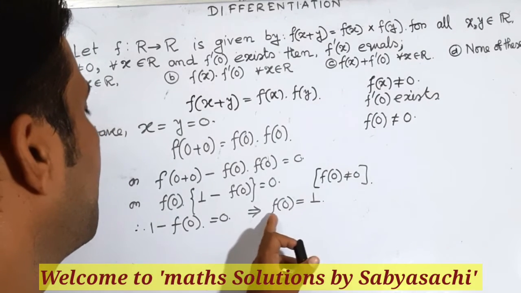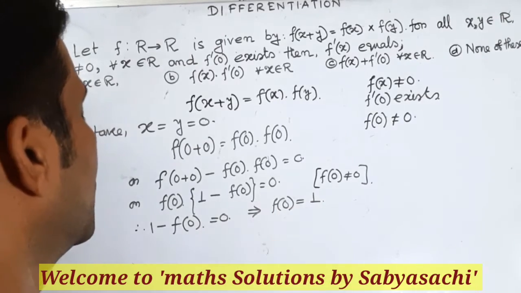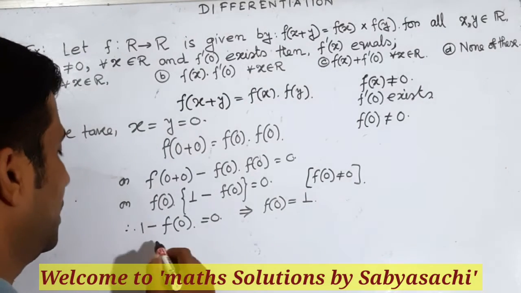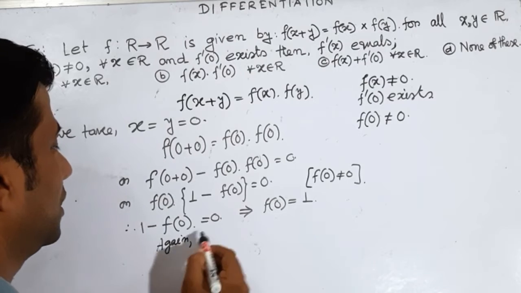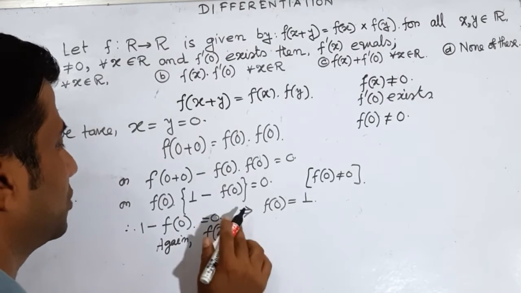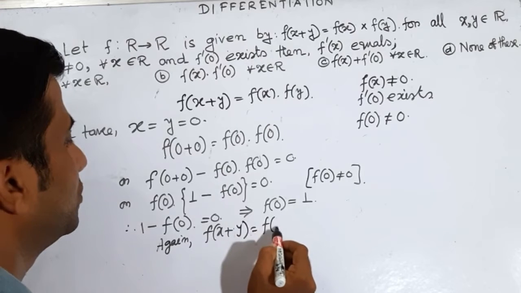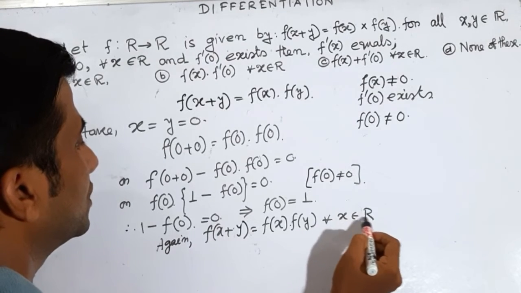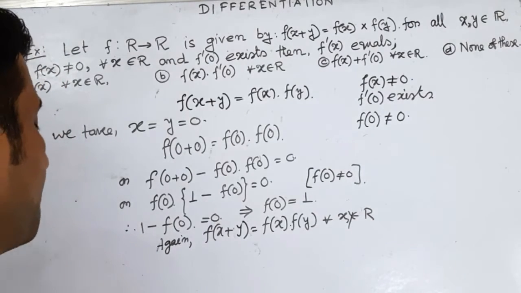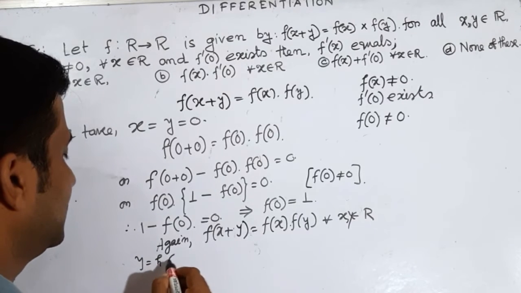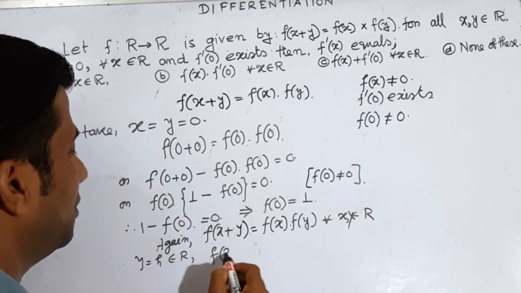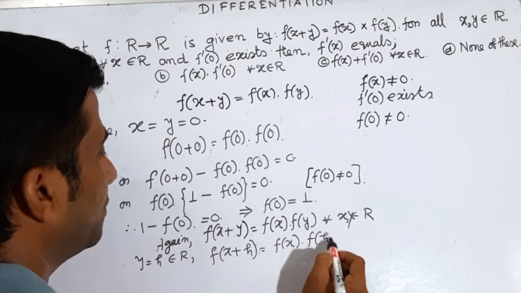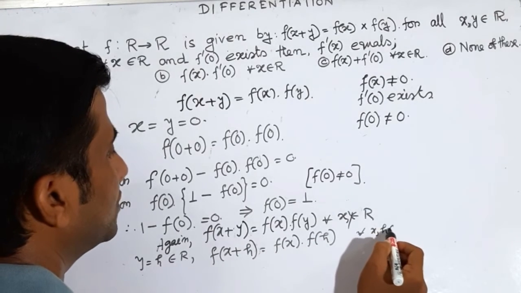Now f(0) is equal to 1. Now again, f(x+y) is equal to f(x) into f(y) for all x, y belongs to R. Now taking y is equal to h belongs to R, we get f(x+h) is equal to f(x) into f(h) for all x, h belongs to R.